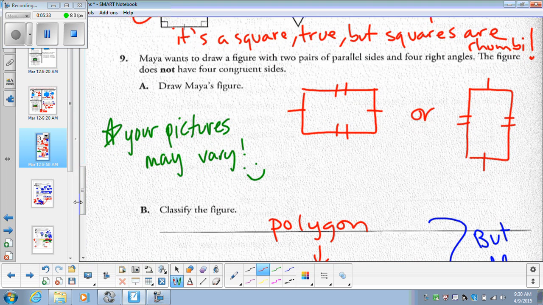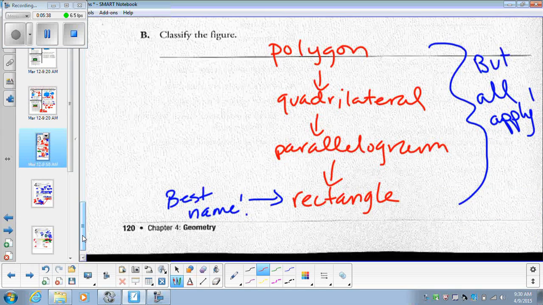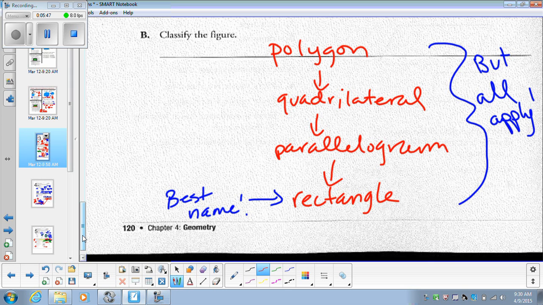For number 9, as long as you've drawn some sort of rectangle, you're good to go. And down here to classify it, make sure you have all of these names. I bet you probably just put rectangle, but first it's a polygon. Then it's a polygon with 4 sides, so it's a quadrilateral. It's the kind of quadrilateral where opposite sides are parallel, so it's a parallelogram. And then the part where all 4 angles are right makes it a rectangle. So you definitely want to notice all of these still apply, but the rectangle is the best name. However, you should have everything here listed.